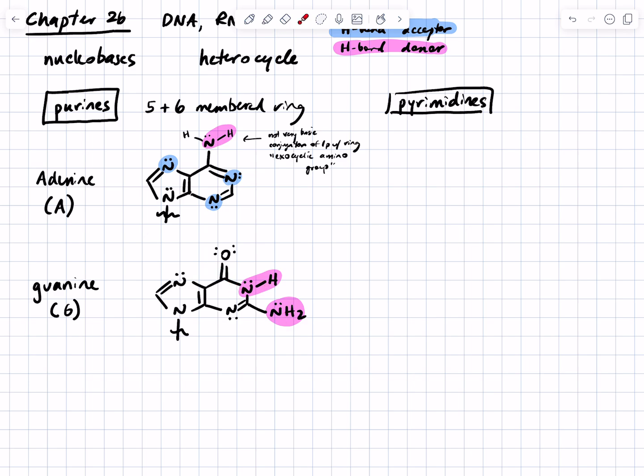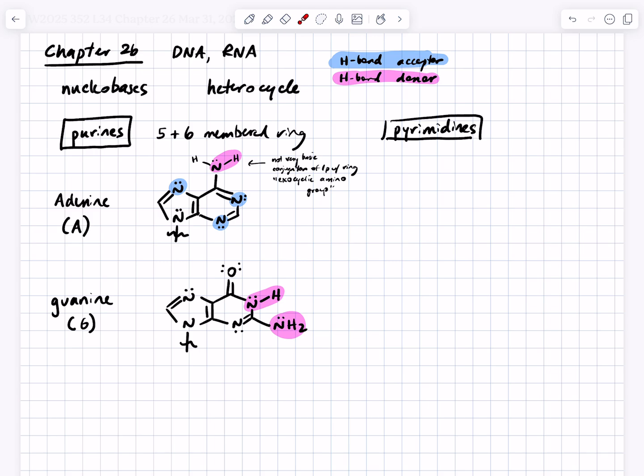So these are two hydrogen bond donating groups. You have electron poor hydrogens bonded to electronegative nitrogens. The carbonyl oxygen is a hydrogen bond acceptor, so is this nitrogen, and so is that nitrogen. So you can see that guanine has more groups capable of hydrogen bonding on this sort of right-hand side of the ring.